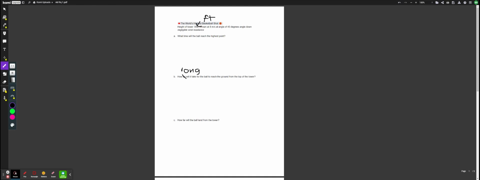So as you can see, a person throws a ball from a tower. That is our scenario. The height of the tower is 856 feet, and the ball is being thrown at 88 meters per second at an angle of 45 degrees down. We're not going to consider wind resistance. What time will the ball reach the highest point?